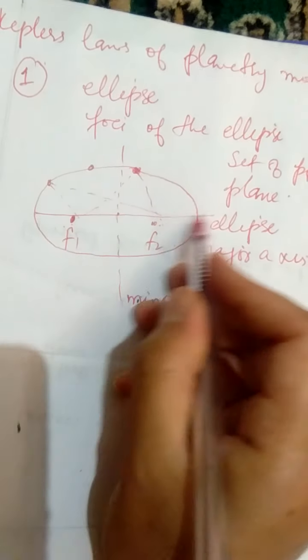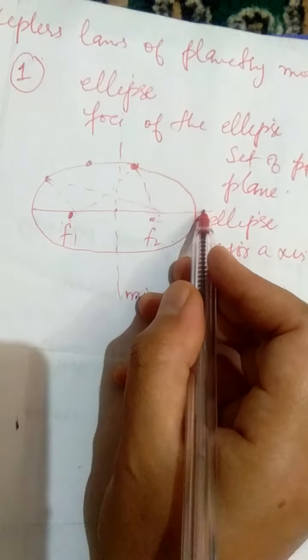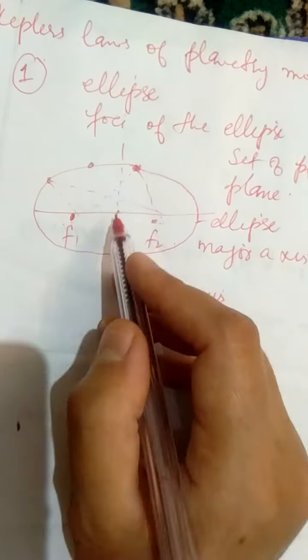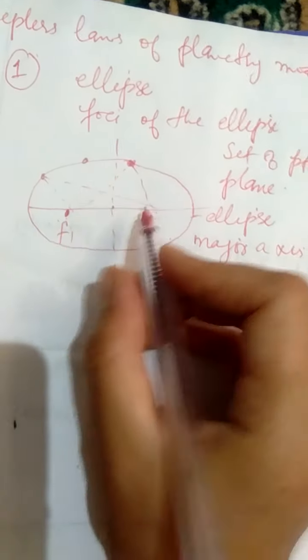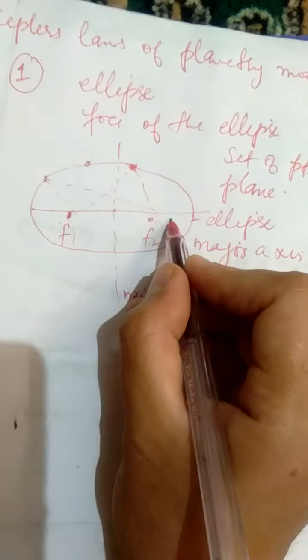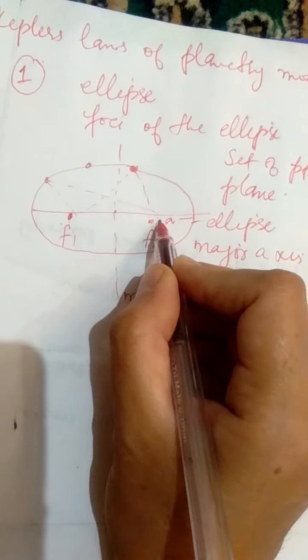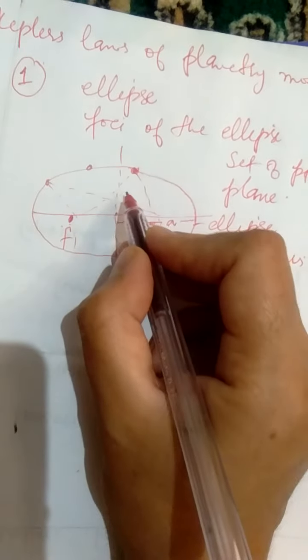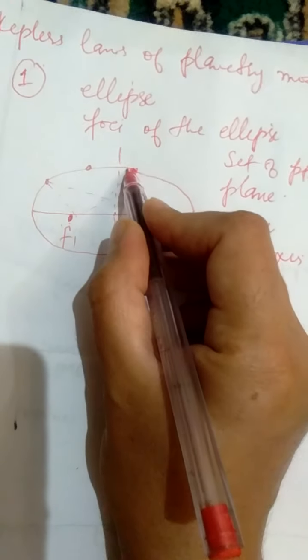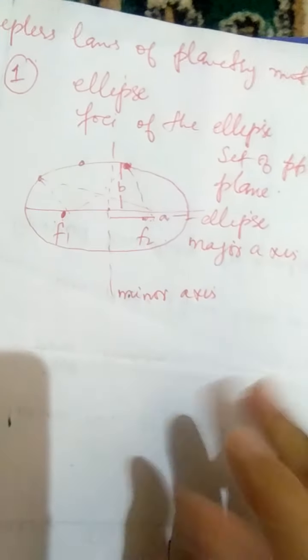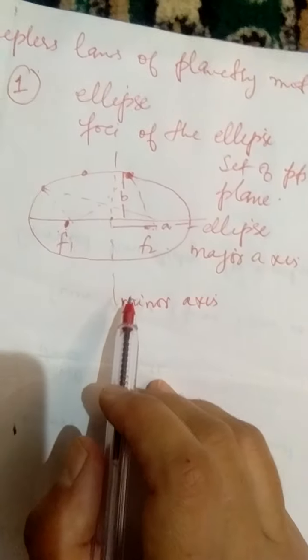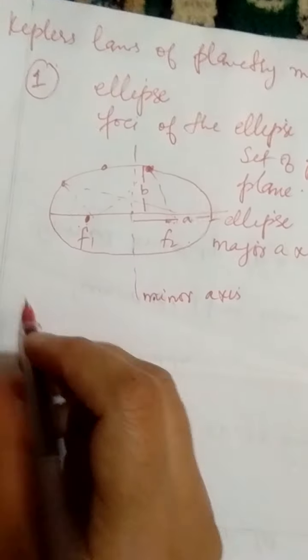The half of this major axis is obviously called the semi-major axis, and the half of the minor axis is called the semi-minor axis. The semi-major axis is always denoted by small a, that is this distance is small a, and the semi-minor axis is denoted by small b. So this is what the first law is all about, right? Now we'll move to the second law.